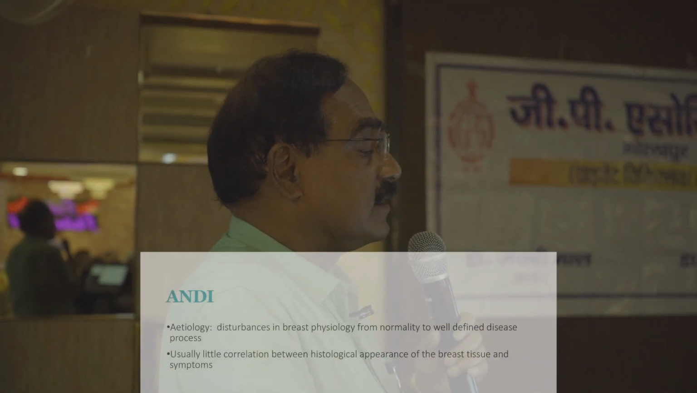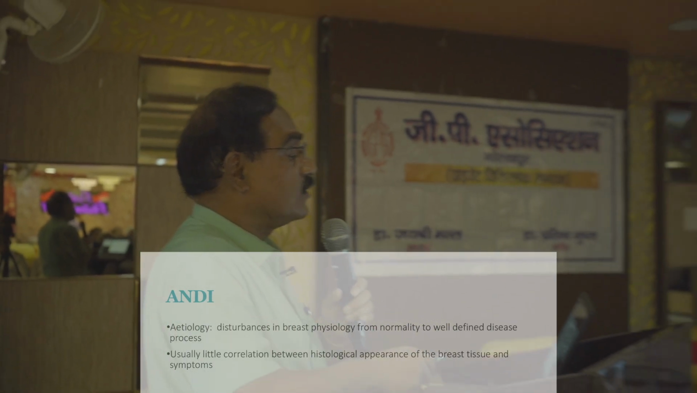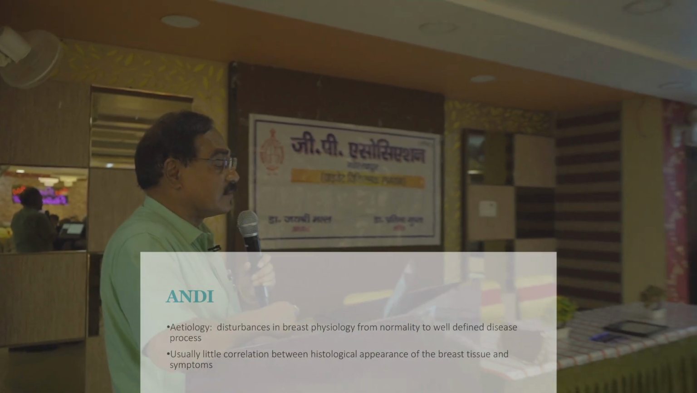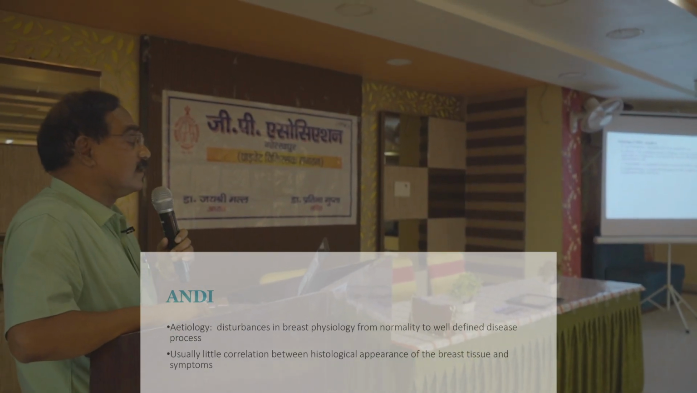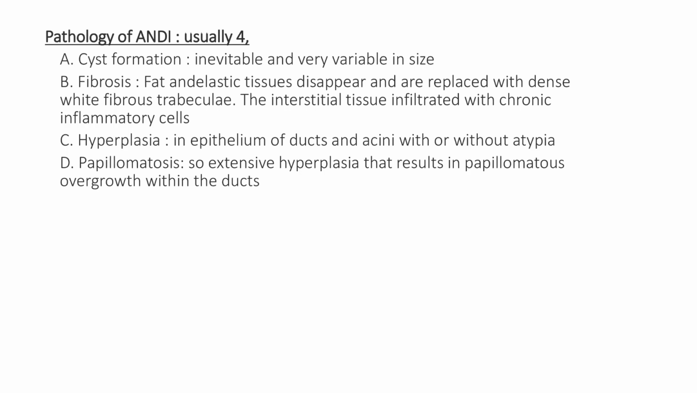ND, the etiology: the disturbances in breast physiology from normality to a well-defined disease process. It has very little correlation between the histological appearance of the breast tissue and the symptoms. Pathologically, ND has been divided into four: one is cyst formation, another fibrosis, hyperplasia, and papillomatosis. The cyst formation is inevitable and very variable in size, maybe small, maybe large.